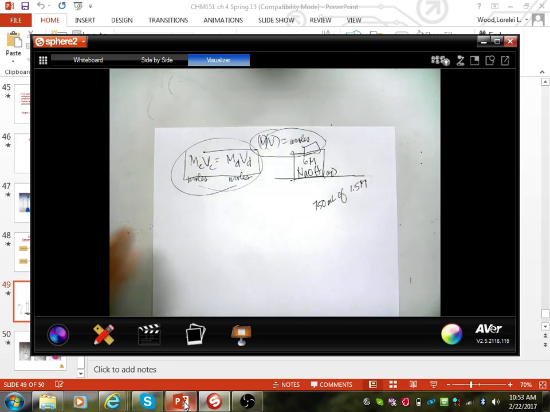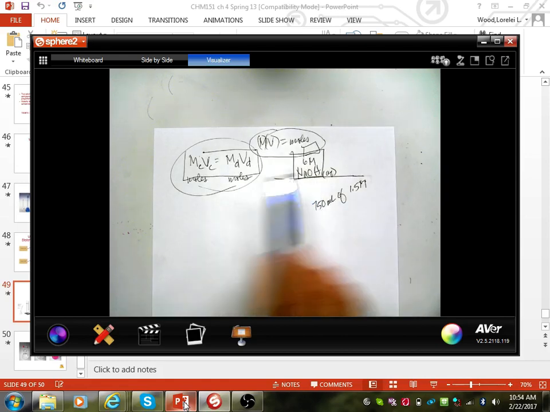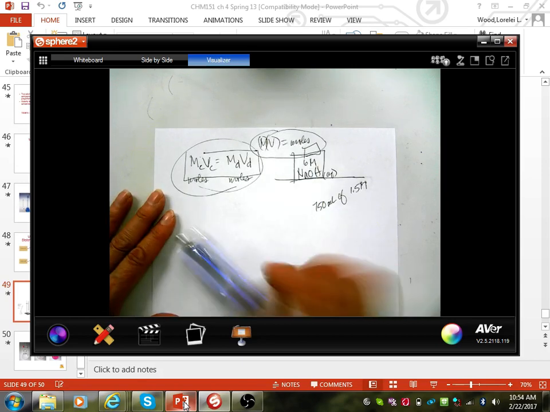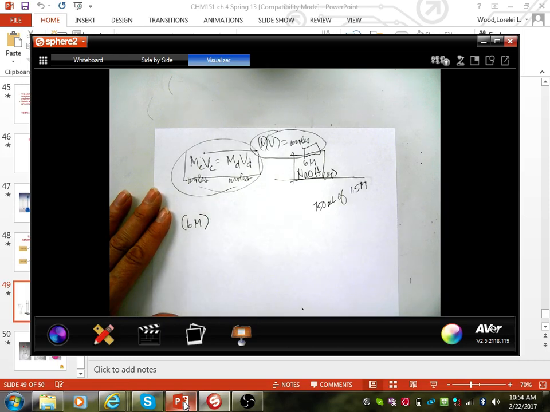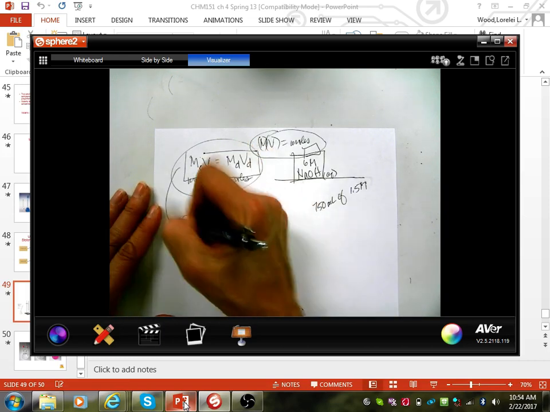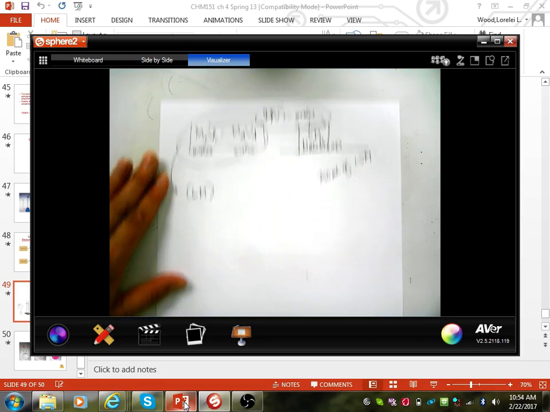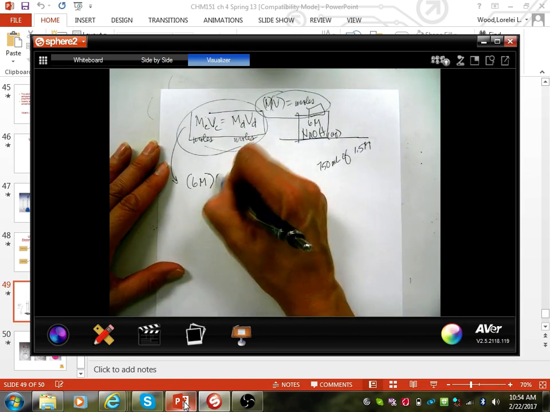And you say, all right, I walk into my stockroom shelf, and on the shelf is my concentrated version. So there's my concentrated side. My concentrated molarity is 6 molar. So I'm going to say 6 molar on this side, right? So I'm filling in the numbers for this algorithm. What's the volume of concentrate that I'm going to need? We don't know that. So what are we going to call it?